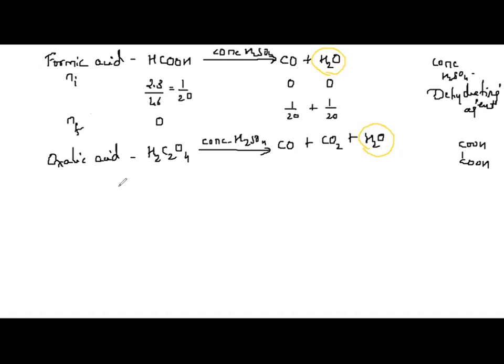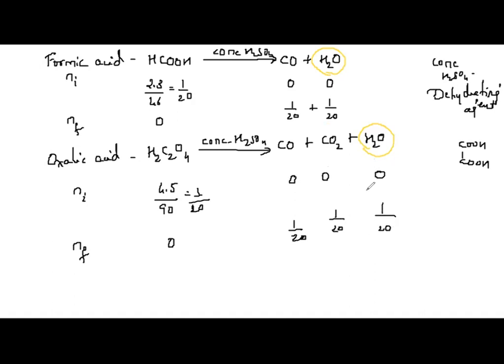Okay. Oxalic acid, initial state, how much they have said? 4.5 grams. 4.5 divided by hydrogen 2, carbon 24, so 26, oxygen 16 into 4, total comes out to 90. And this also comes to 1 by 20. And initially here it is 0, 0 and 0, correct? Final number of moles. Finally what happens? Here there will be 0, 1 by 20. This also will be 1 by 20 and here also it will be 1 by 20.